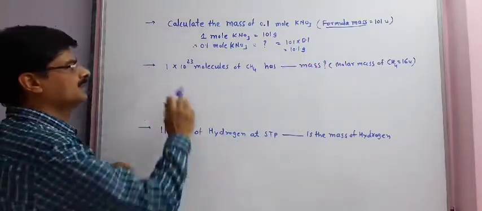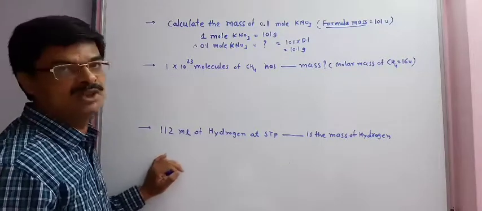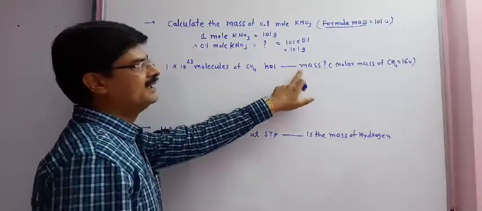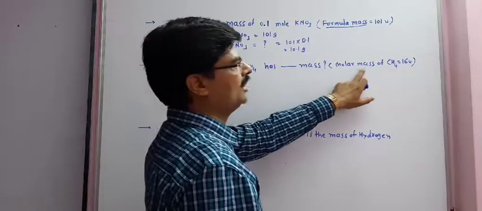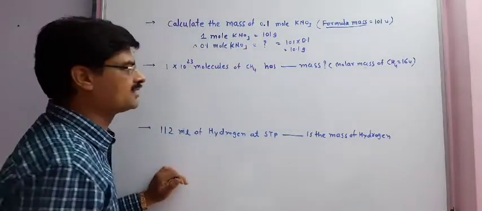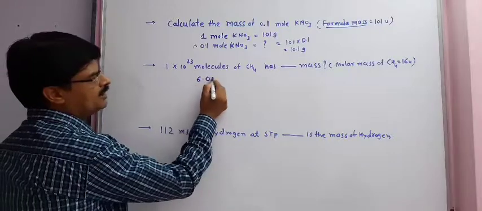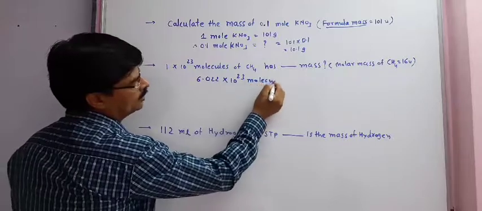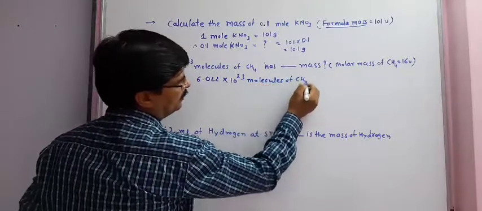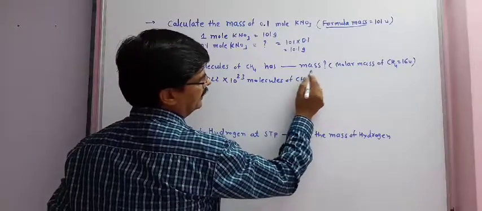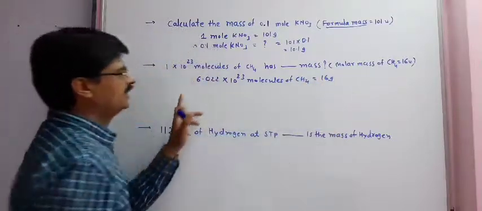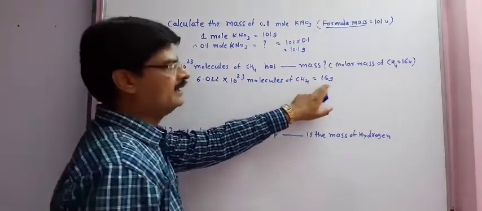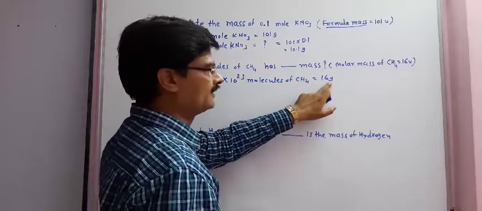In another question, 1 into 10 raised to 23 molecules of methane is given, and a question asks that it has dash gram of mass, provided molar mass of CH4 is equal to 16. So we say 6.022 into 10 raised to 23 molecules of methane is equal to 16 gram. 6.022 into 10 raised to 23 molecules of methane is its molar mass also, gram molar mass.